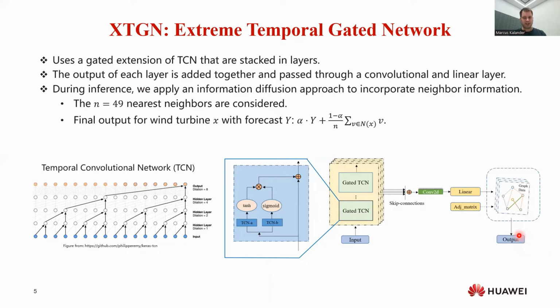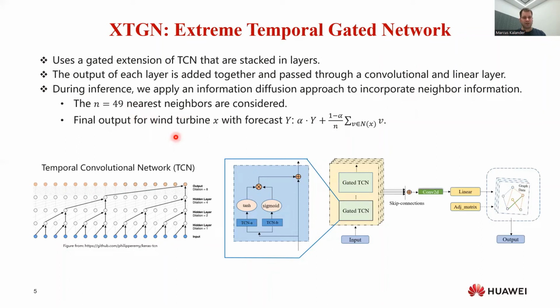And then during the inference phase, we actually have one additional step where we adopt an information diffusion scheme to mitigate the negative effects that atypical data can have on the forecasts. Specifically, we adjust the forecast for each wind turbine by incorporating neighborhood information, so the forecast values of the neighboring wind turbines. This relies upon the observation that nearby wind turbines exhibit similar wind power patterns. And in the final version of our model, we consider the nearest 49 neighbors.